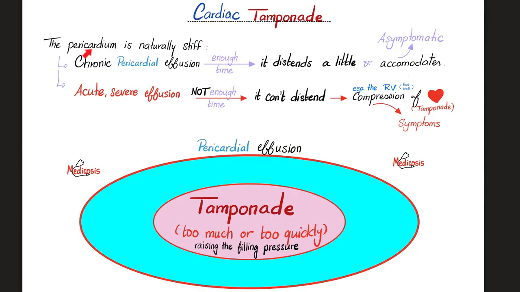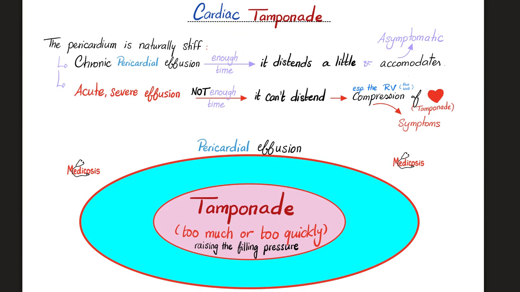Your pericardium is naturally stiff and resilient, and that's why if a few drops of fluid accumulate there, nothing will happen. You will suffer no symptoms and everything will be hunky-dory. If it happens over a long period of time, as in chronic pericardial effusion, it gives enough time for the pericardium to distend and stretch a little and accommodate that fluid, so you will have no symptoms.